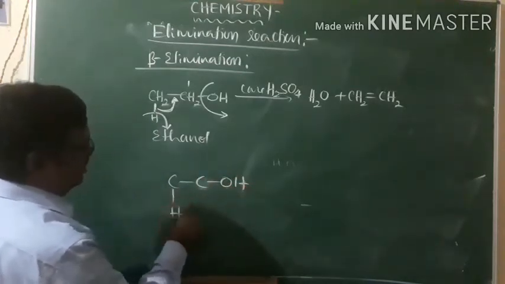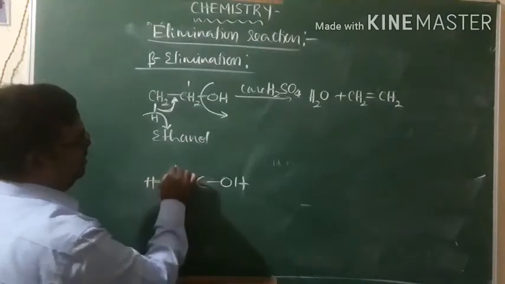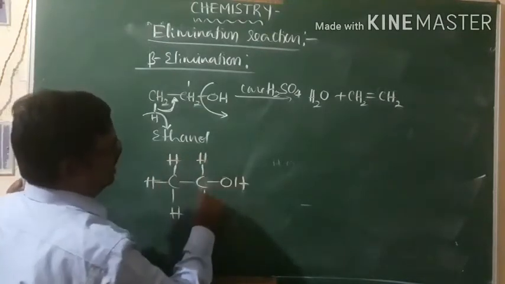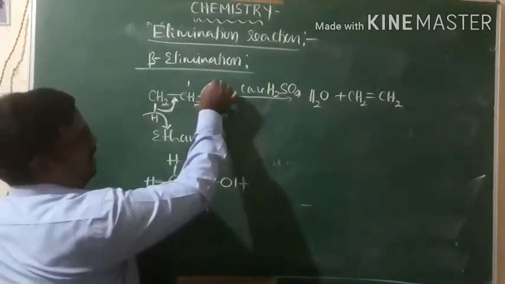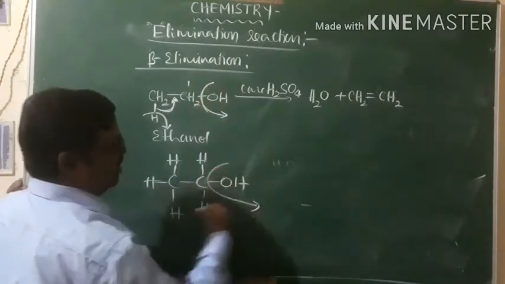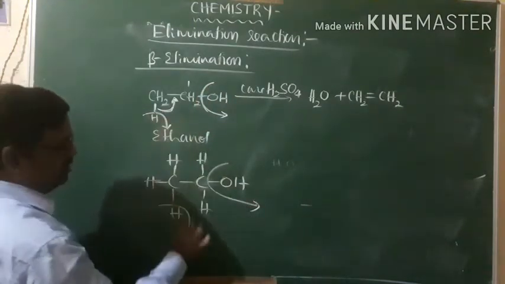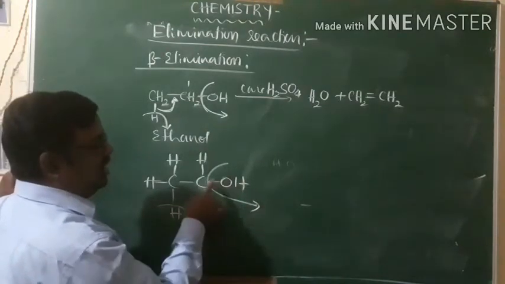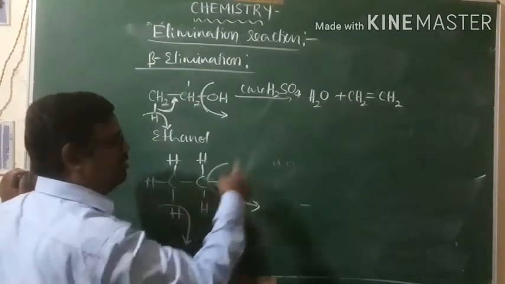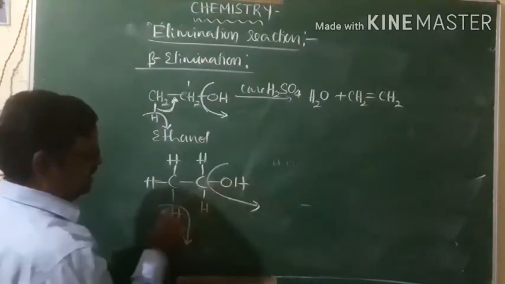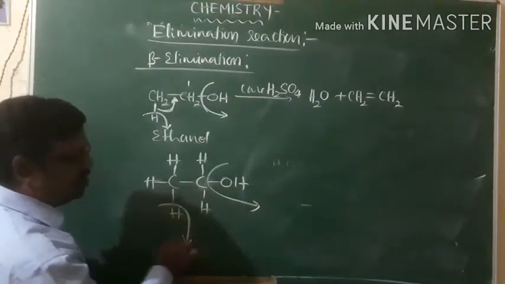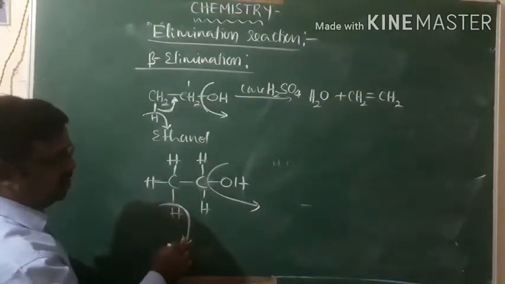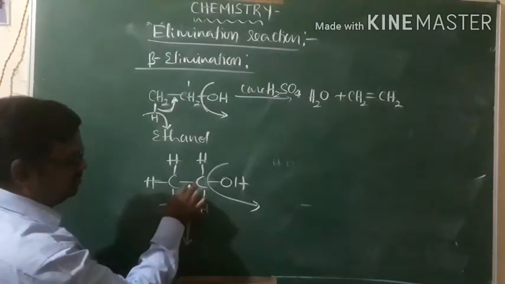I removed OH along with a bond. I removed H without bond. If I remove the group along with a bond, it will be removed in the form of a negative group, that is OH minus. I am removing hydrogen without bond, means I am removing hydrogen in the form of H plus, and this bond will be shifted over this.